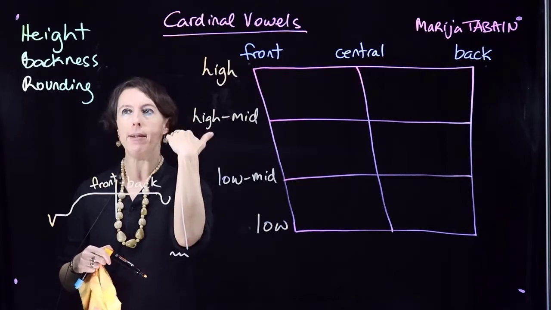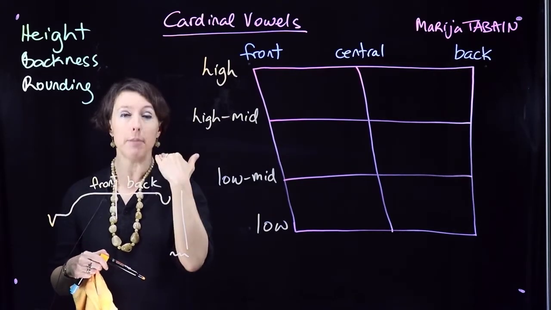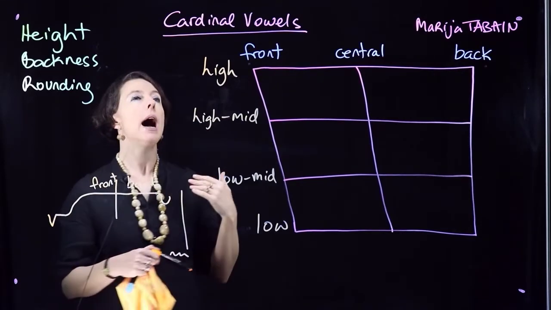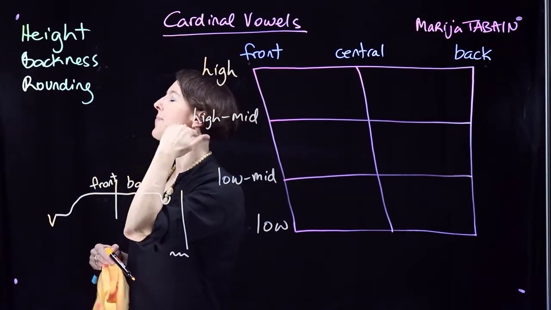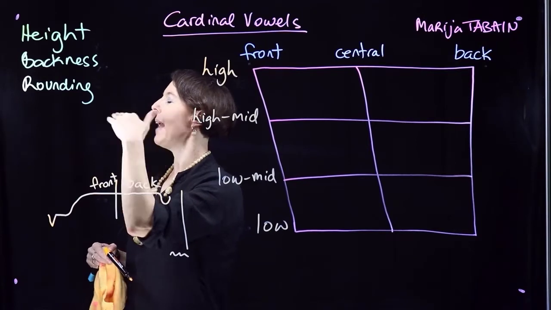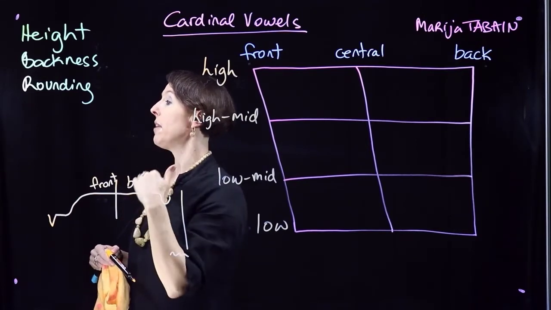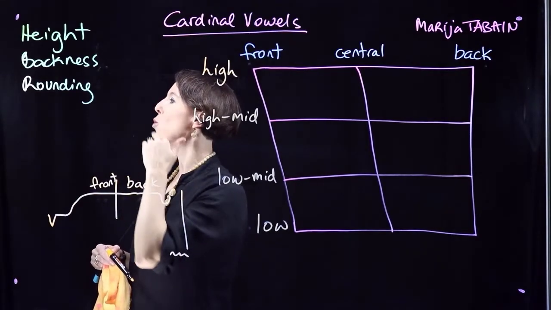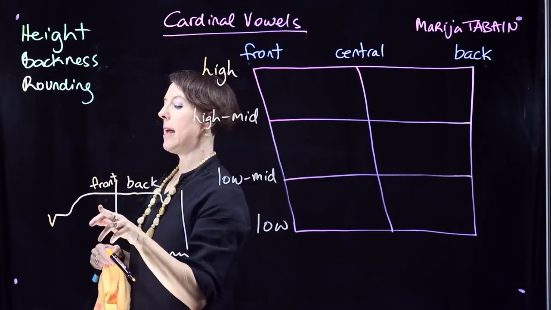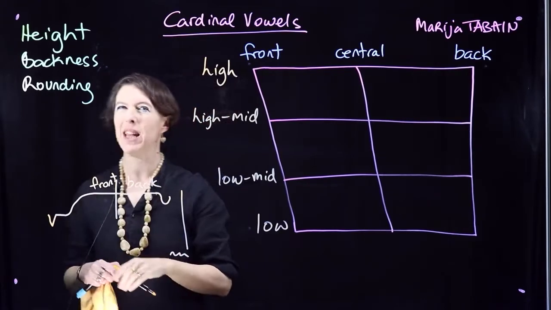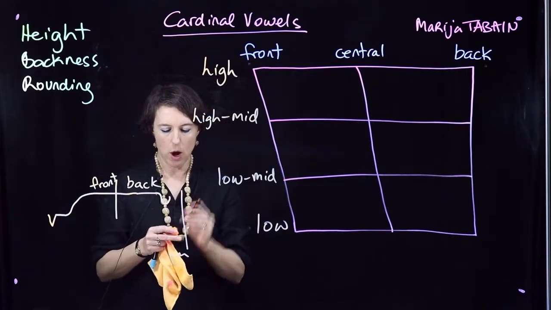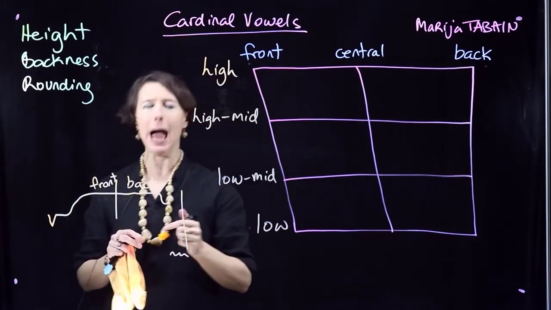Just want to point out though, height is like the Y dimension, and frontness and backness is the X dimension, but so is rounding, okay? E-U, it's all going along the X plane, and so is ki-ku, ki-ku. It's all going front-back, all right? So I hope I didn't confuse anyone with that.